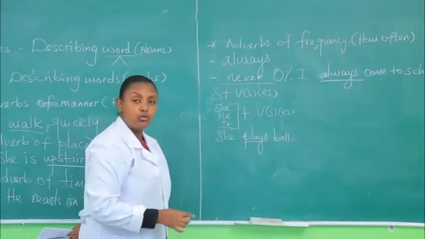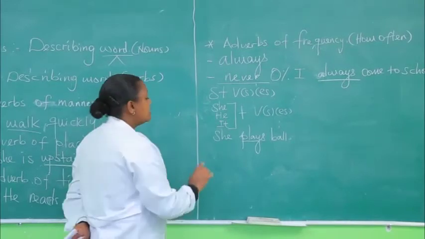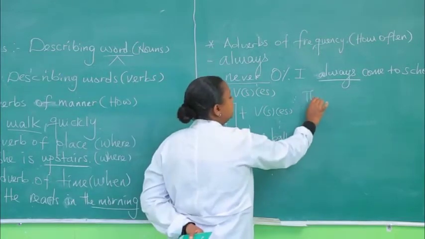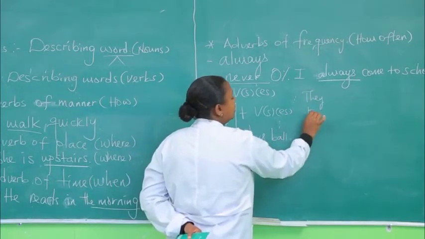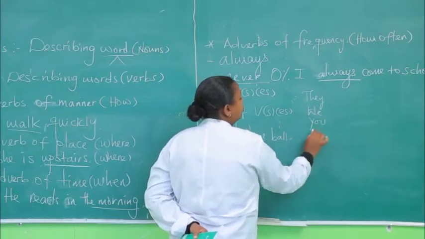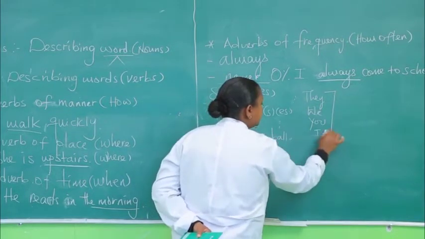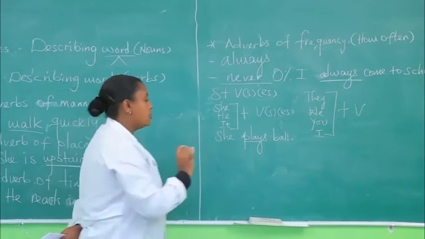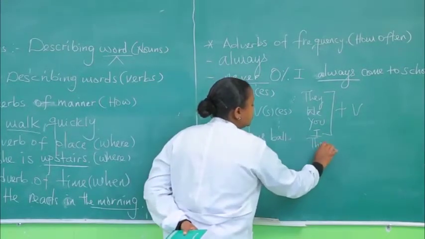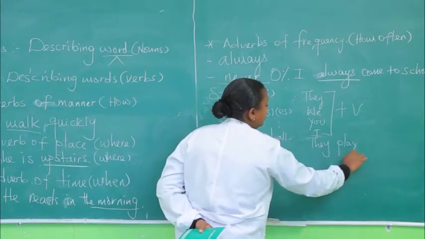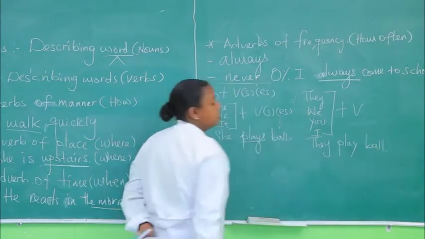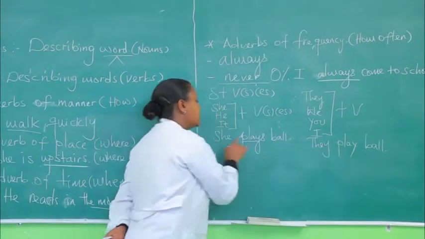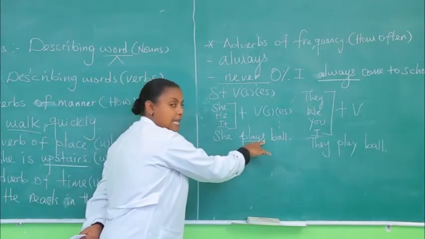This is like a rule for using simple present tense. The second one is when you have a plural subject. Plural subjects, as you remember, are they, we, you, and I. These take only the verb. There is no s or es at the end. So, what are you going to do? They play ball. You see the difference? This is a plural subject, so no s. This is a singular subject, so with this s.